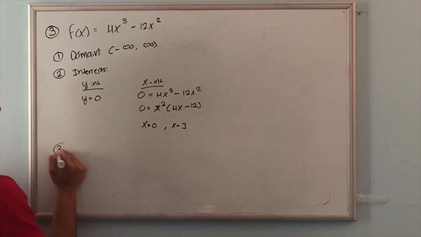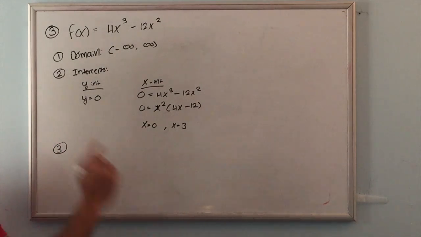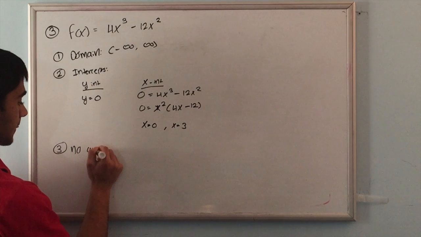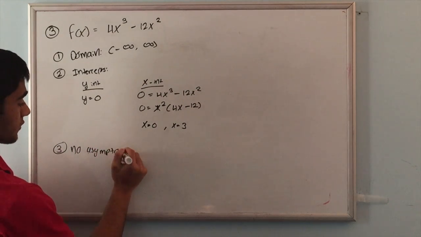The third step I like to do is to find any asymptotes, but notice that there are no undefined values, so there are no asymptotes for the function. No asymptotes.